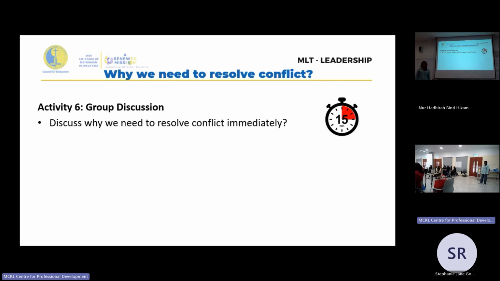From our group, we can take the conflict as something like cancer, right? If you don't treat cancer in the earliest stage, it can become bigger and spread, and eventually it will affect the whole performance of the school. So it's better if you prevent or solve it as early as you can. That's it.